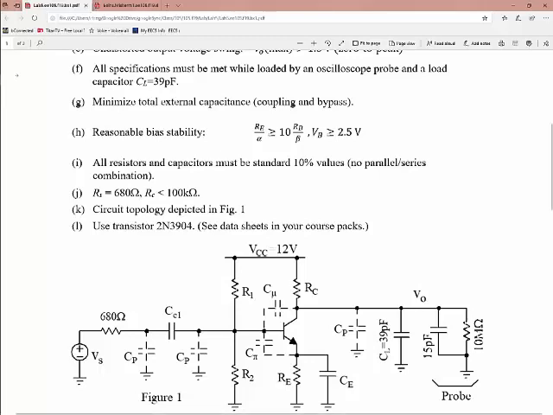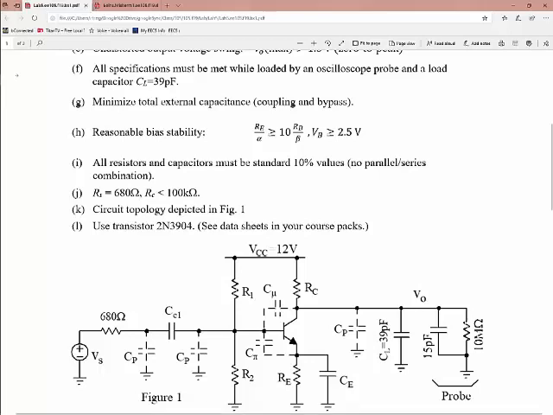You want reasonable bias stability. In past lectures, you've learned about what you need to do for bias stability. This is just that equation that was just in the lecture right now. So the RE here needs to be something relative to the RB, which is created by R1 and R2. All resistors and capacitors must be the standard values in lab. I guess I'm saying 10% here, but what are the lab values? Are they 5% or 10% resistors? They're 5? Yeah, so then 5%.